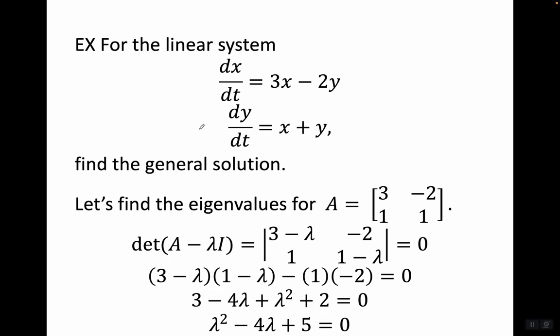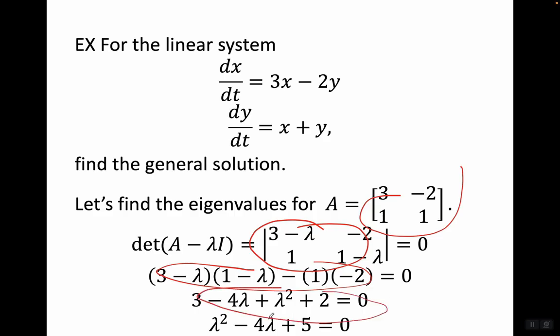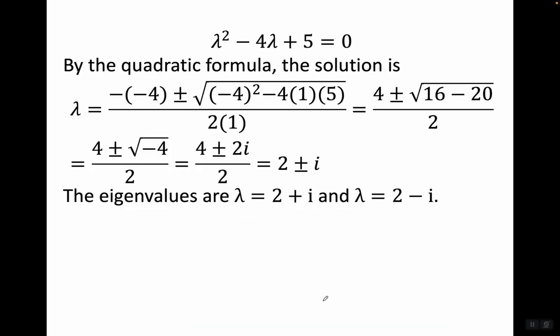For the linear system dx/dt = 3x - 2y, dy/dt = x + y, find the general solution. So we find the eigenvalues for this matrix, 3, -2, 1, 1. You know the drill. Determinant of A minus lambda I equals 0. Multiply it out, simplify, and get lambda squared minus 4 lambda plus 5 equals 0.